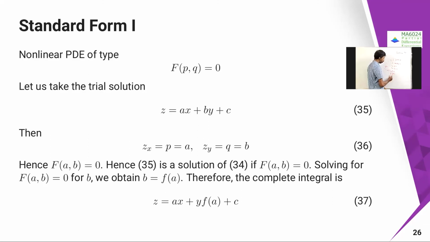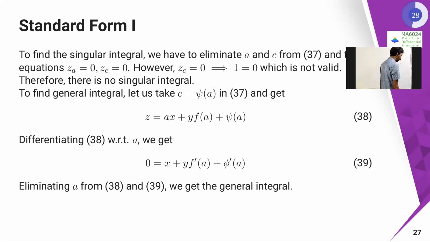So z equal to ax, and b is nothing but f of a, so you are going to get f of a into y plus c. This is going to be the complete integral. Two constants are involved, a and c. Okay, this is going to be the complete integral. So let us see the problems.